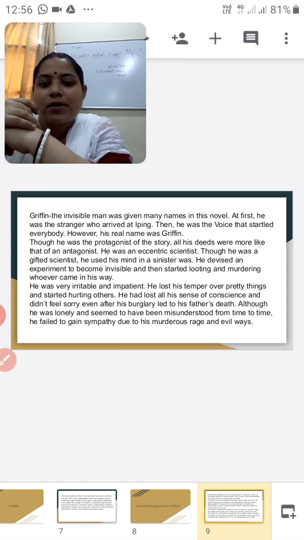That is Griffin, the invisible man who was given many names in this novel. At first he was a stranger who arrived at Iping. Then he was the voice that startled everybody. However, his real name was Griffin. Though he was the protagonist of the story, that is, he is the main character of the story or the hero of the story, all his deeds were more like that of an antagonist. Antagonist means somebody who's a villain. He was an eccentric scientist, that is, he was mad. Though he was a gifted scientist, he used his mind in a sinister way.